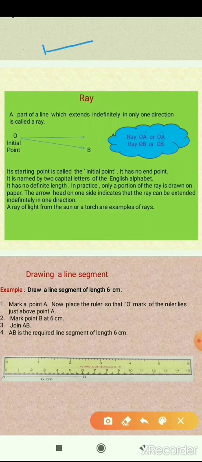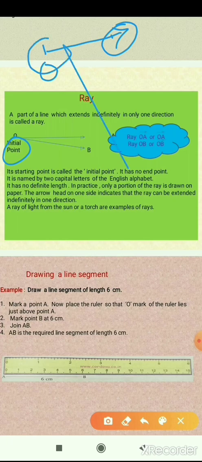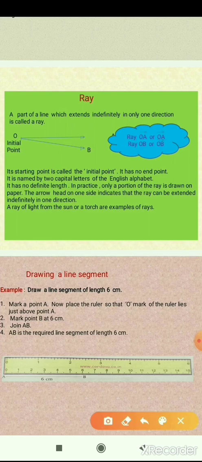Here, for example, I have drawn a figure of a ray. Here O is the initial point. Its starting point is called the initial point. If you see its other end, it extends indefinitely, so it has no end point. It has a starting point, but it has no end point. And it is named by two capital letters of the English alphabet.